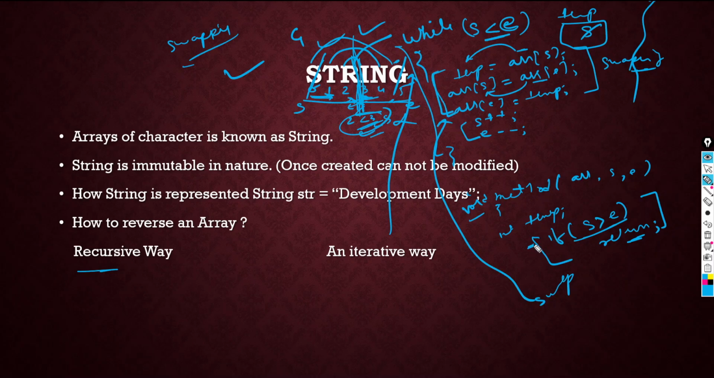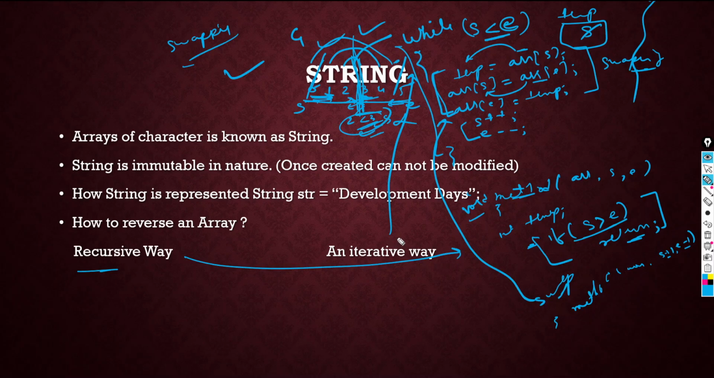Now, if your base condition has not passed, then you need to follow the swapping technique. And then what you need to do? Again, for recursion, we need to call the method itself. So then you need to call the method with array, start plus 1, comma, end minus 1, right? This will follow the arrays concept. It will increment the start and decrement the end. This is the recursive way you are going to follow.